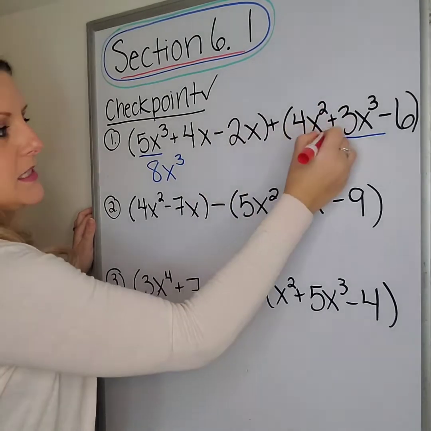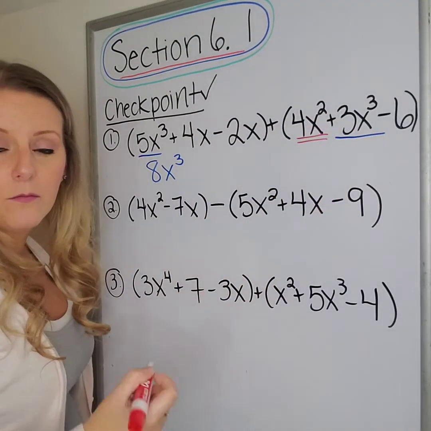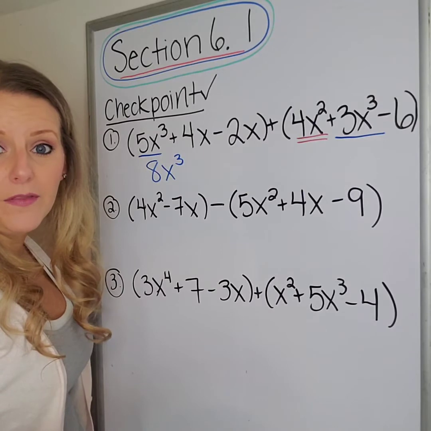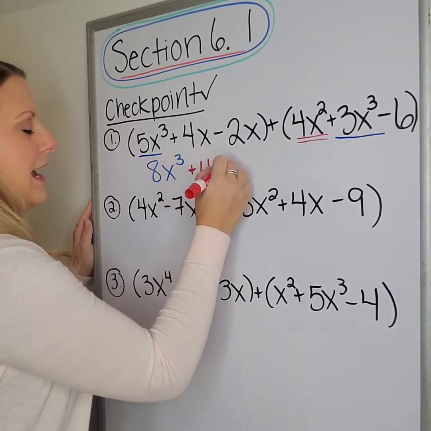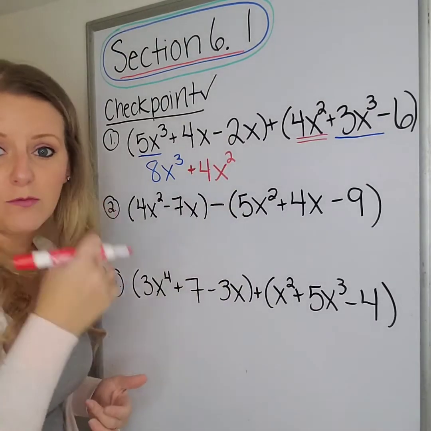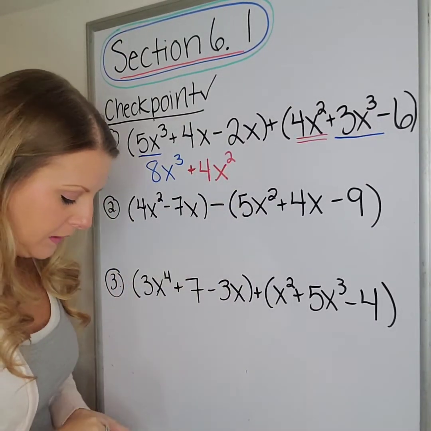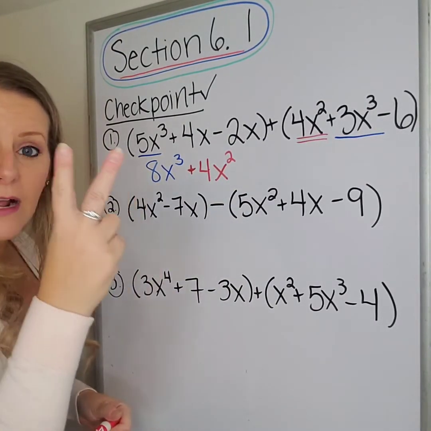So the only time I see x to the second is right there. There's nobody to buddy up with it, so it just hangs out by itself. So it's a positive 4x to the second. We don't change it. We just rewrite it into the answer. After x to the third, down to the x to the second.